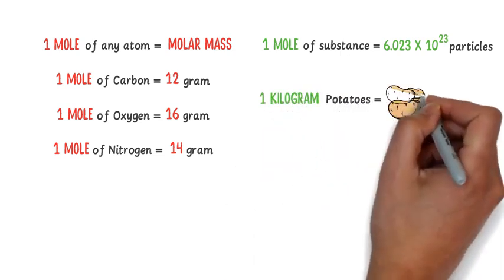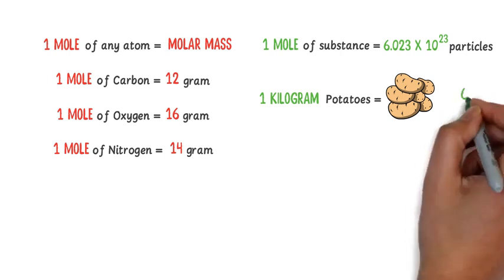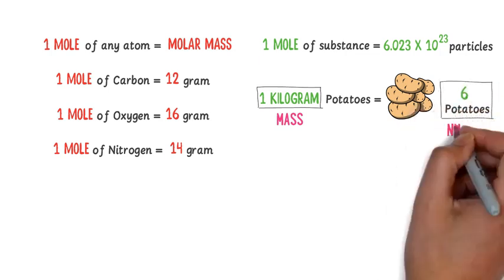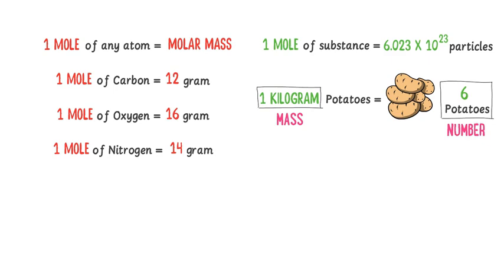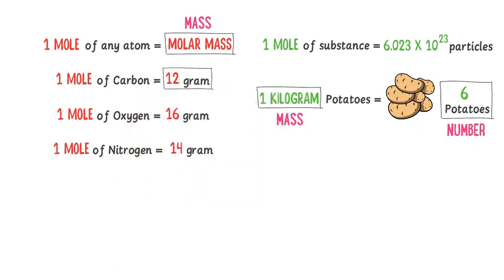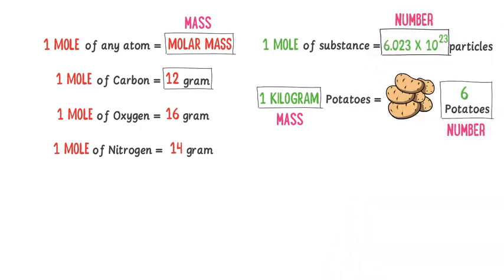Consider 1 kg potatoes. If I ask you, how many potatoes are there in 1 kg? Well, you can count it and your answer is 6 potatoes. 1 kg is the mass of potatoes, and in 1 kg there are 6 potatoes. And we can see that 6 is a simple number of potatoes. Similarly, 1 mole is the molar mass of any atom, like 12 gram of carbon, and in 1 mole there are 6.023 × 10^23 atoms present. So 6.023 × 10^23 is a number just like 6.